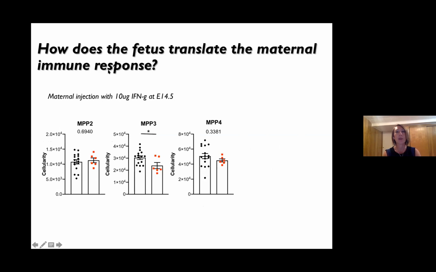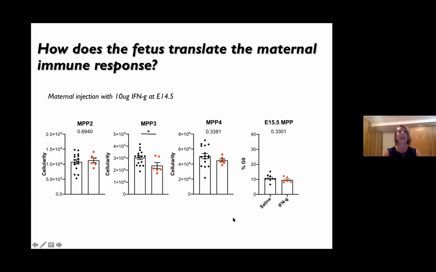When we look at our multipotent progenitors, we don't see a whole lot of differences. This is again at E15.5. We might expect these MPP4s to expand a bit later. We see instead a significant decline in more myeloid biased multipotent progenitors. And this is accompanied by a lack of changes overall in proliferation in the MPP compartment.